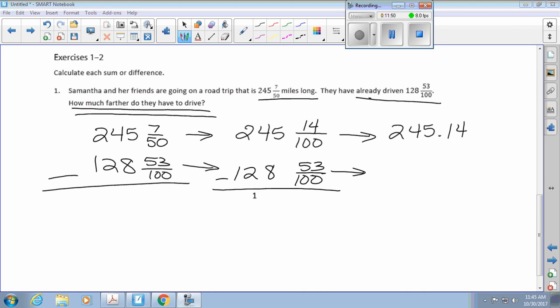0.14, right? That 4 is in the hundredth spot, so we're good. So 128.53. We are subtracting. Here we go. 4 minus 3, everybody. 1. I can't take 5 from 1, so I've got to go next door. 4, 10. 11 minus 5 is 6.